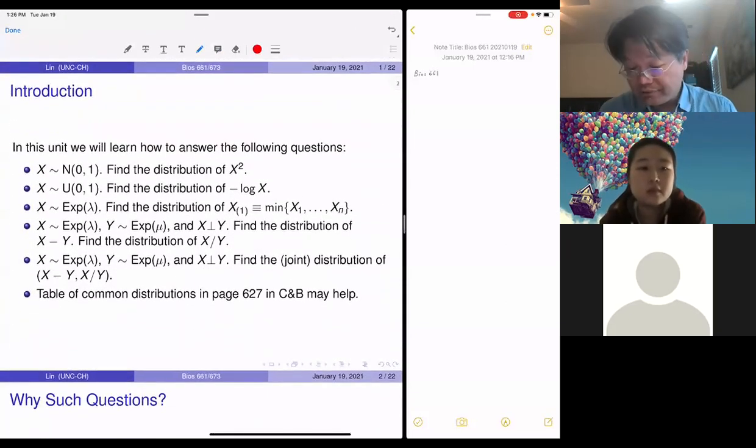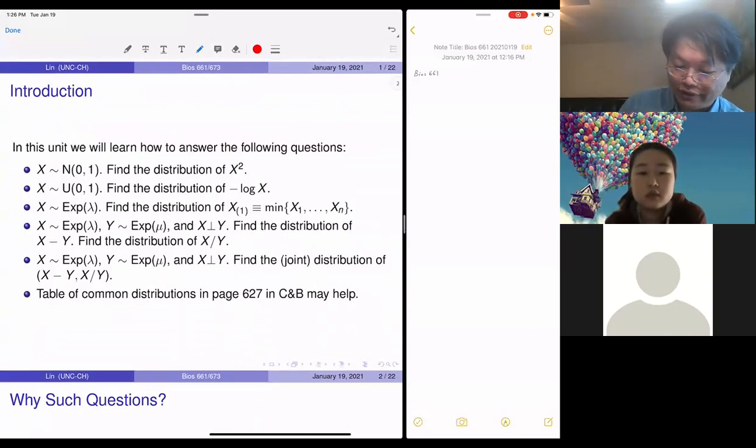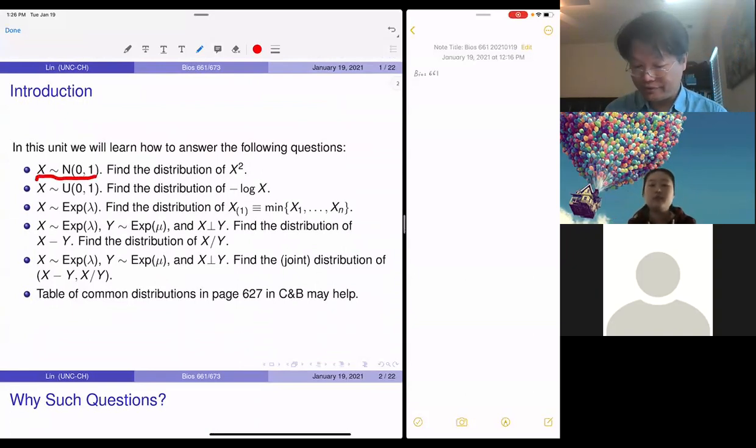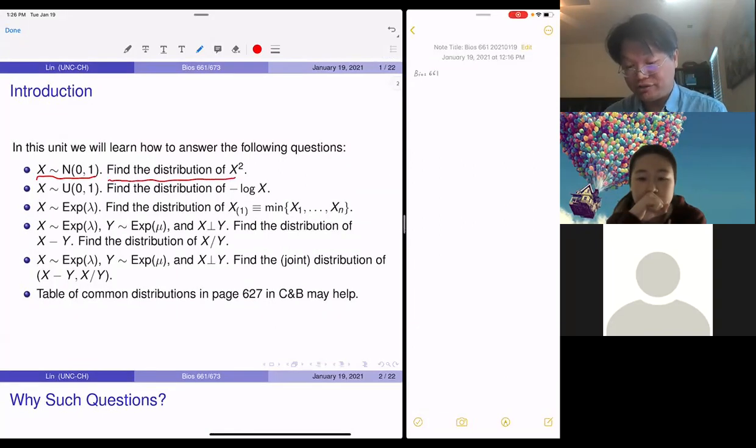So in this introduction, you could actually ask yourself, okay? If I have notation right here, X follows normal(0, 1), ask yourself, what is the distribution of X squared?